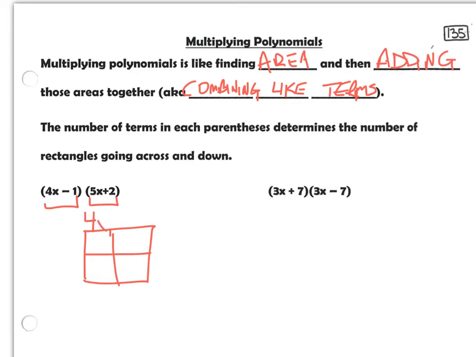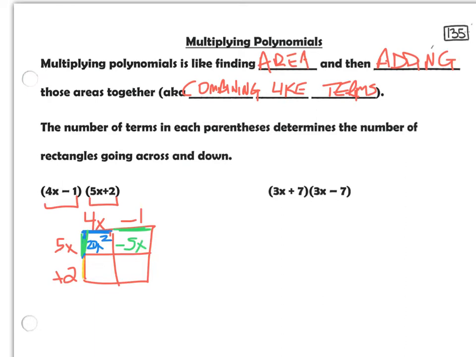So I put 4x minus 1 on the top and 5x plus 2 on the side. Now I could have reversed these and I should get the same exact answer. So what I'm going to do is find the little tiny areas of each of these rectangles. So I'm going to multiply 5x times 4x, and that gives me 20x squared, and that's the area of that first little rectangle. Then 5x times negative 1, that would be negative 5x.